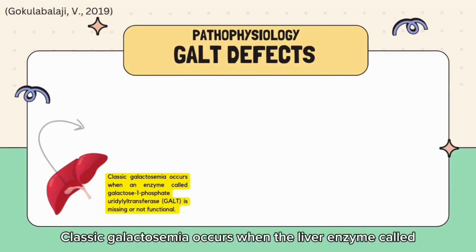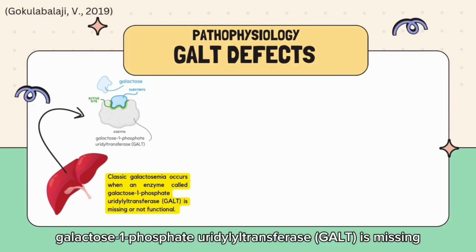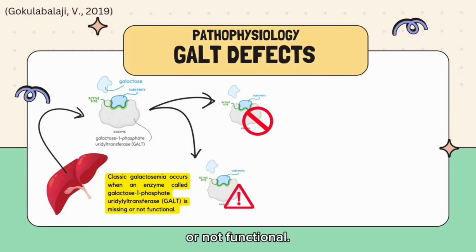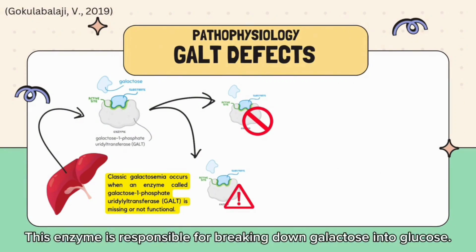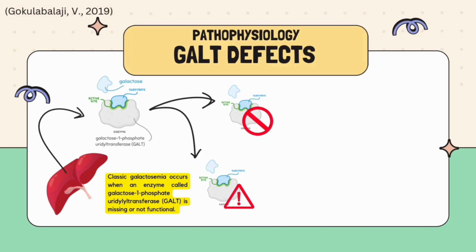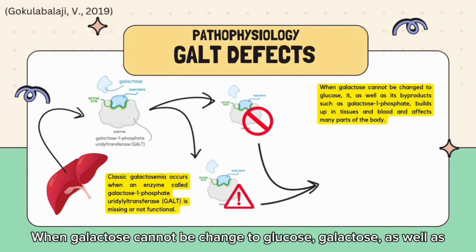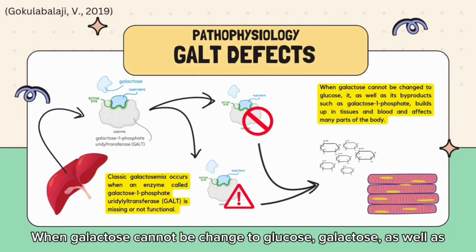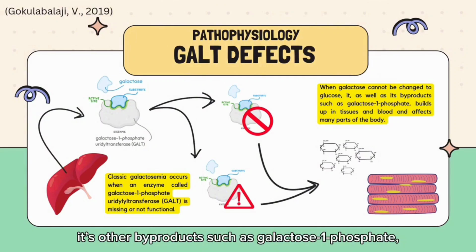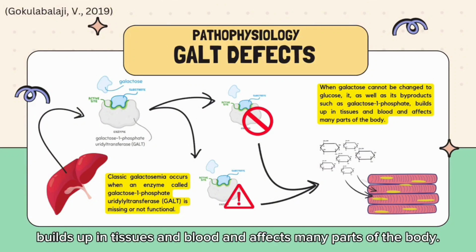Classic galactosemia occurs when the liver enzyme called galactose 1-phosphate uridyl transferase is missing or not functional. This enzyme is responsible for breaking down galactose into glucose. When galactose cannot be changed to glucose, galactose, as well as its other byproducts such as galactose 1-phosphate, builds up in tissues and blood and affects many parts of the body.